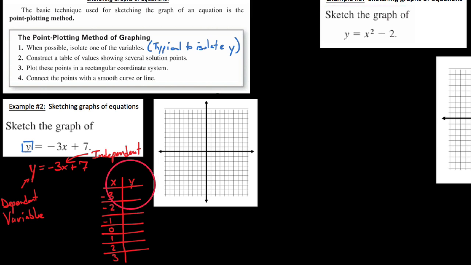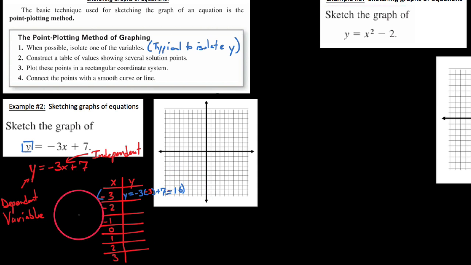What would our y value be? Well, our y value is always equal to -3 times our x value plus 7. So for instance here, our input is -3. We're going to get -3 times -3, which gives us +9, and 9 plus 7 gives us 16 as our output. So the point -3 comma 16 would be on the graph of this equation.